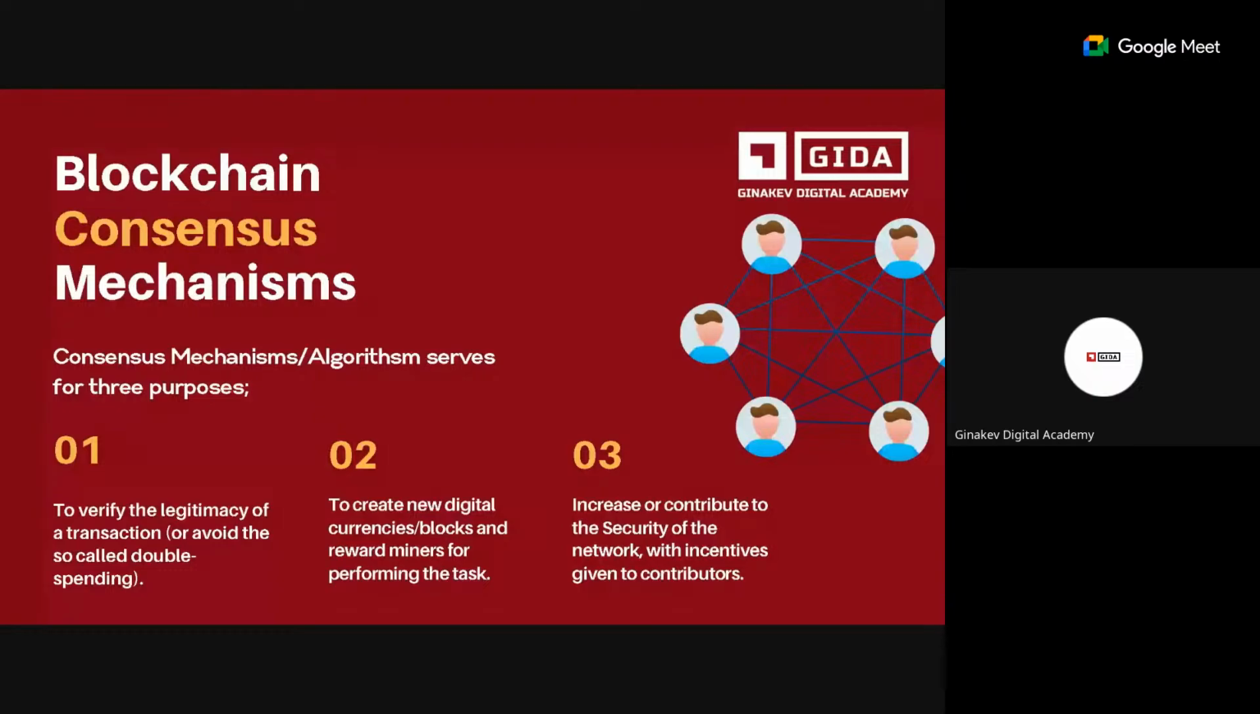So most times the people that are responsible for verifying the legitimacy of these transactions are called miners, and you want to write this down: miners and validators, depending on the type of blockchain consensus mechanism, right? So number two is to create new currencies or blocks and reward miners for performing tasks. Most times the people involved in verifying the legitimacy of this transaction are rewarded.